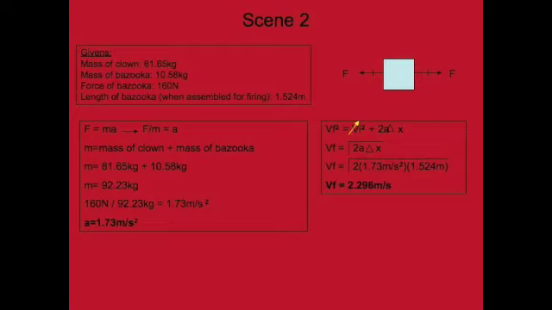We found that the clown should be moving back at 1.73 meters per second squared, when actually he doesn't move back at all. His final velocity after the bazooka was fired was found using the fourth equation, and we got 2.3 meters per second.